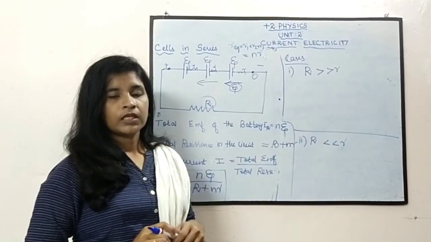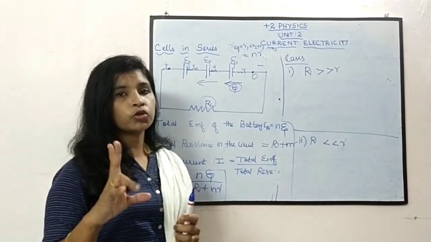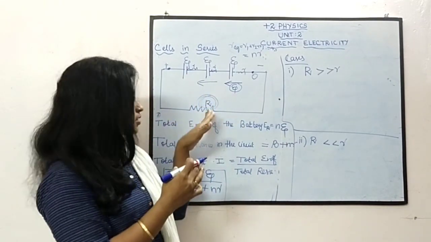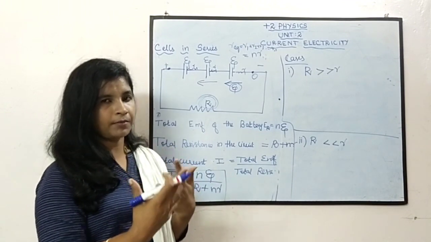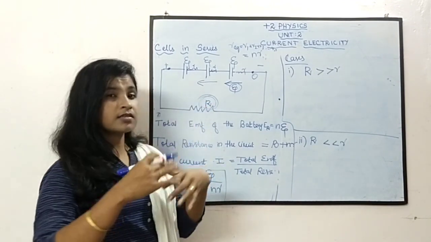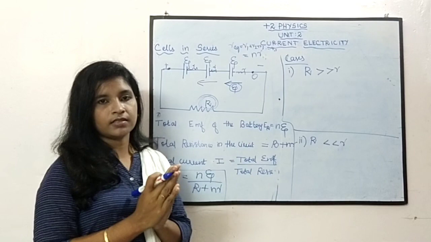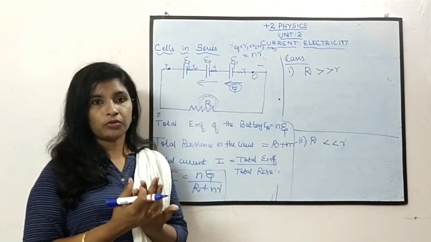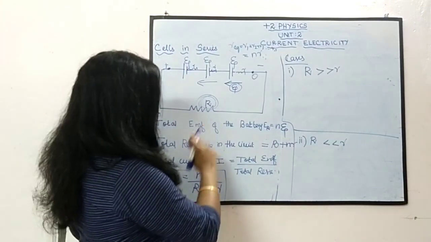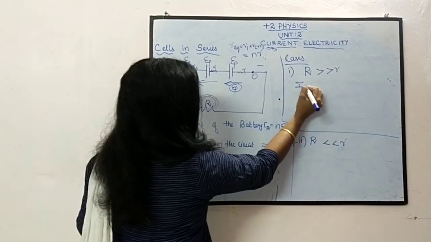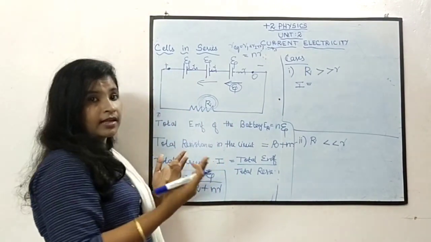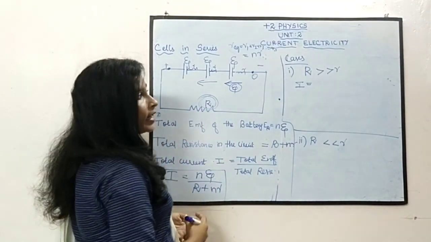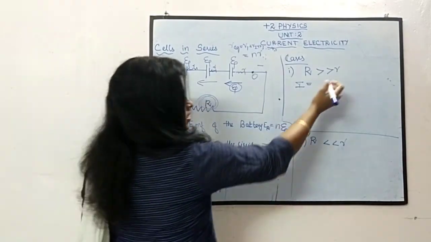To test that, I am considering two cases. First case, I am considering the external resistance, bulb or whatever it may be. This external resistance is much greater than the internal resistance. We consider that the external resistance is very high compared to the internal resistance. For that, I can write I is equal to, since R, the external resistance, is much greater than the internal resistance, I can neglect the internal resistance because it is very small.